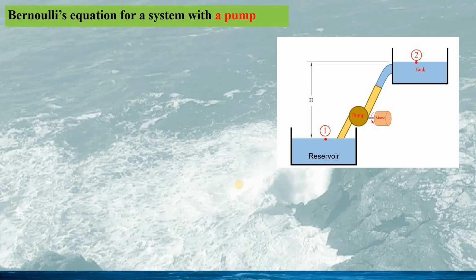The first case is the hydraulic system with a pump. See in this drawing, the pump pumps water from the reservoir at a lower position to a tank in a higher position. Obviously, when the water is pumped into a higher position, the energy, here the potential energy, is increased. The increased energy must come from the pump.